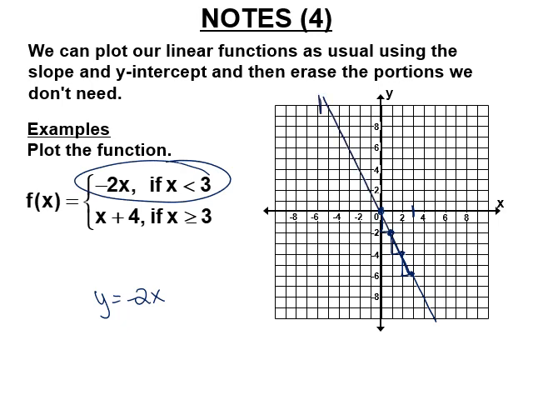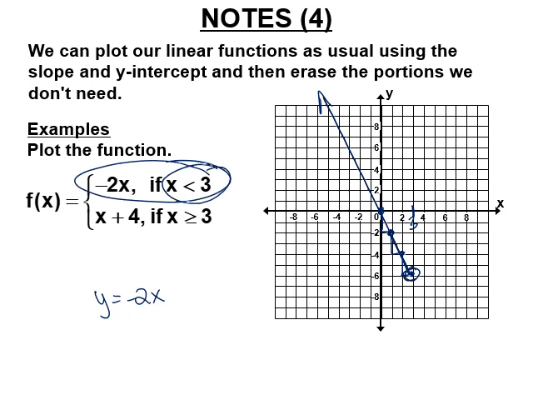Okay. Now, the problem, I just graphed this for all values of x, but I only want it for the values where x is less than 3, right? So there's x is 3. So I only want this side of the graph, right? So I'm going to erase the other part. So I'm going to erase this part. And since it's less than, I'm going to put an open circle right where x equals 3.